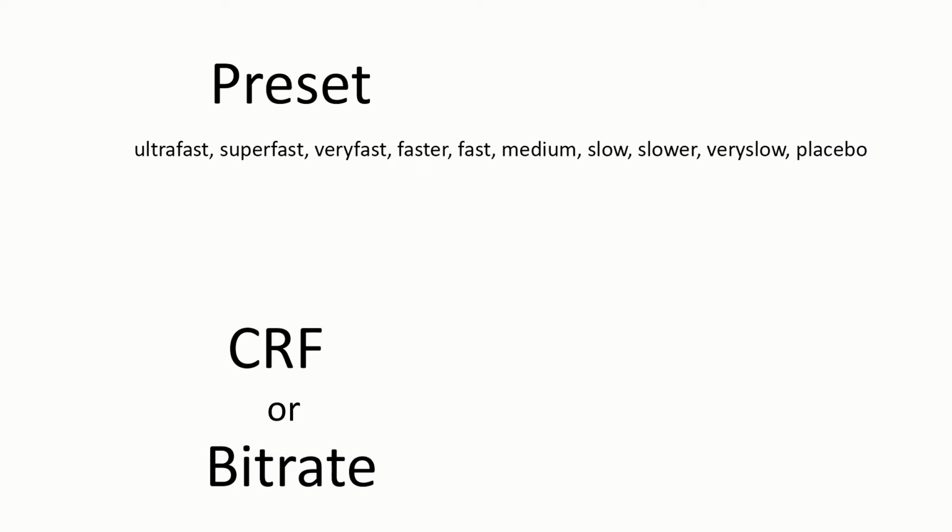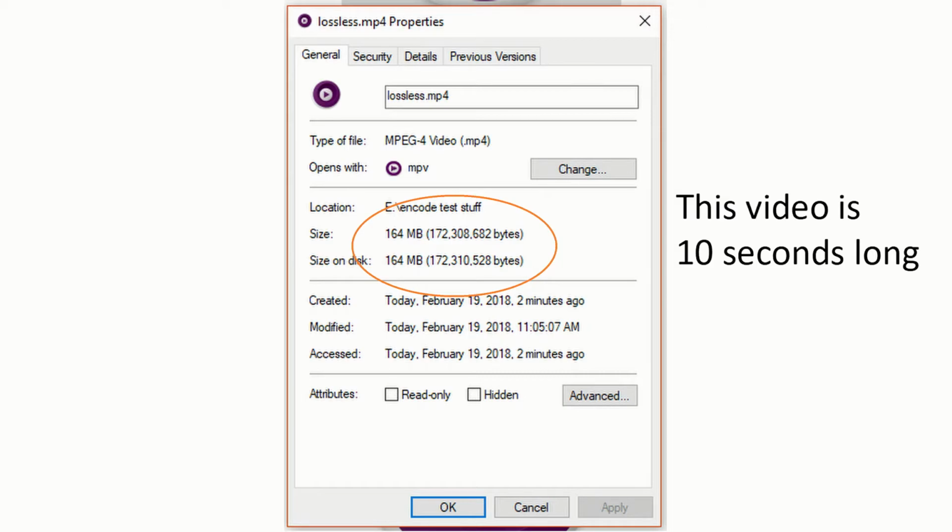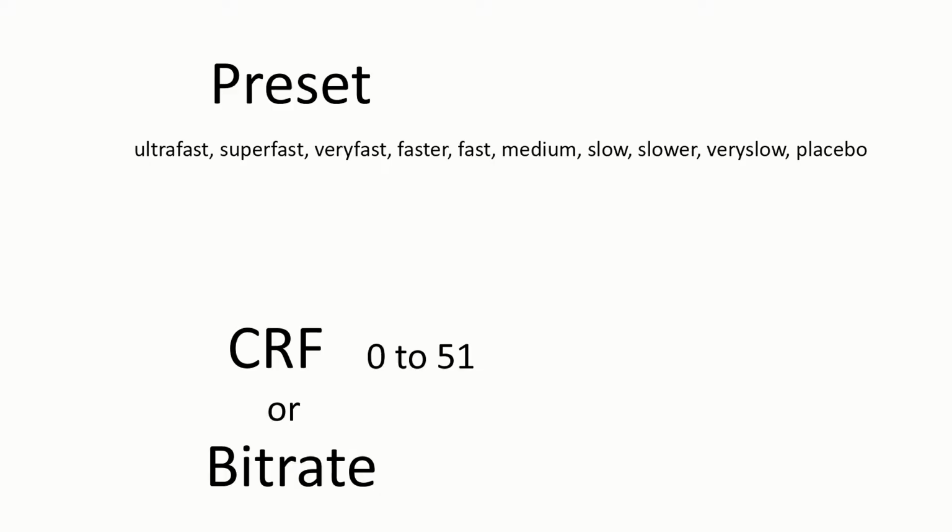CRF stands for constant rate factor. It determines how good the video will look, and it goes from 0 to 51. 0 is lossless, which means ginormous file sizes, and 51 just looks like trash. Setting CRF will use the amount of data required to make the video look that good or bad, so the file size will depend on the preset. An increase of 6 CRF will roughly double the file size, and a decrease of 6 will halve it.